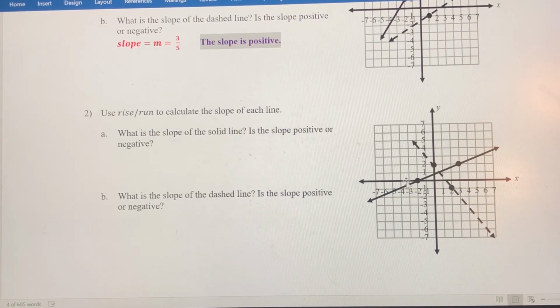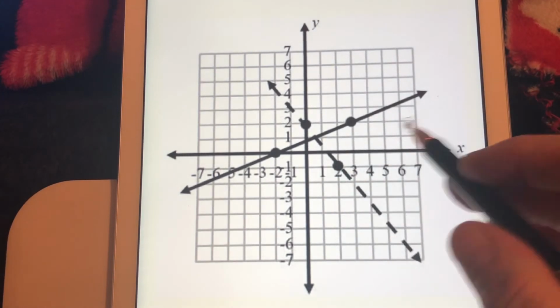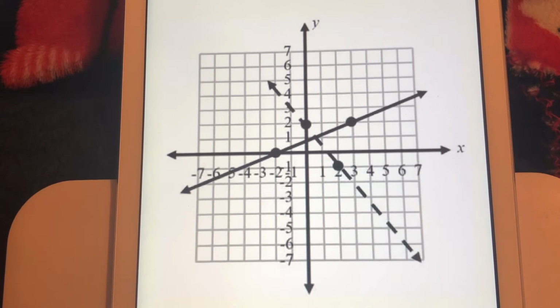Let's go down to number 2. We've got a solid line here. Again, we can already tell that line's going to have a positive slope because it's rising from left to right. And let's see what happens with the dashed line here. So let's go to the graph. Let's start with the solid line here. Again, we can tell the slope's going to be positive because the line is going up from left to right, or rising from left to right.